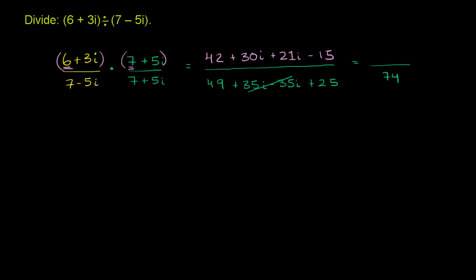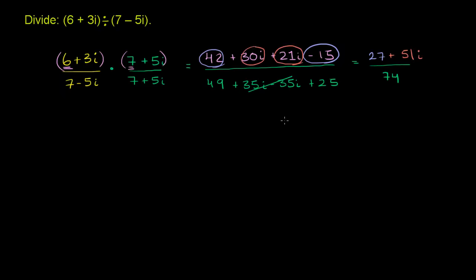And our numerator, we can add the real parts. So we have a 42 and a negative 15. So let's see, 42 minus 5 would be 37, minus another 10 would be 27. So that is 27. And then we're going to add our 30i plus the 21i. So 30 of something plus 21 of that same something is going to be 51 of that something. In this case, that something is the imaginary unit, i. So this is plus 51i.